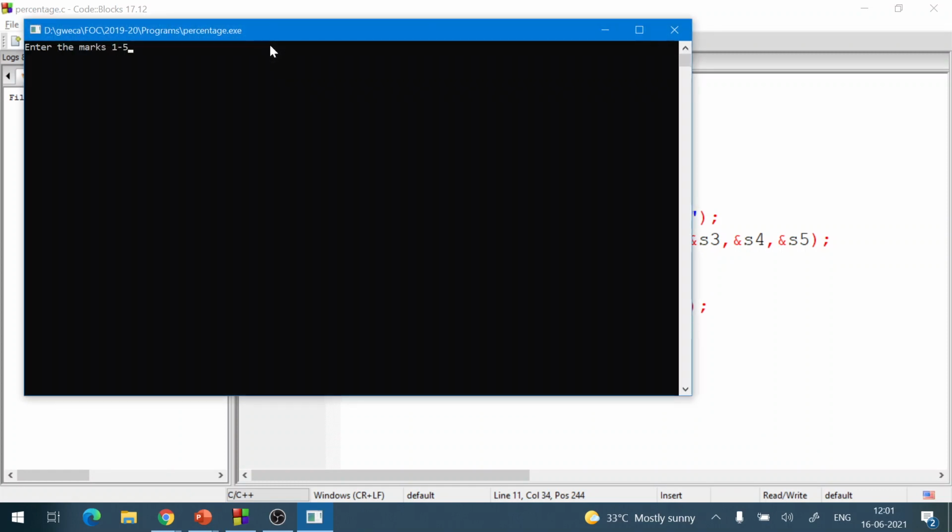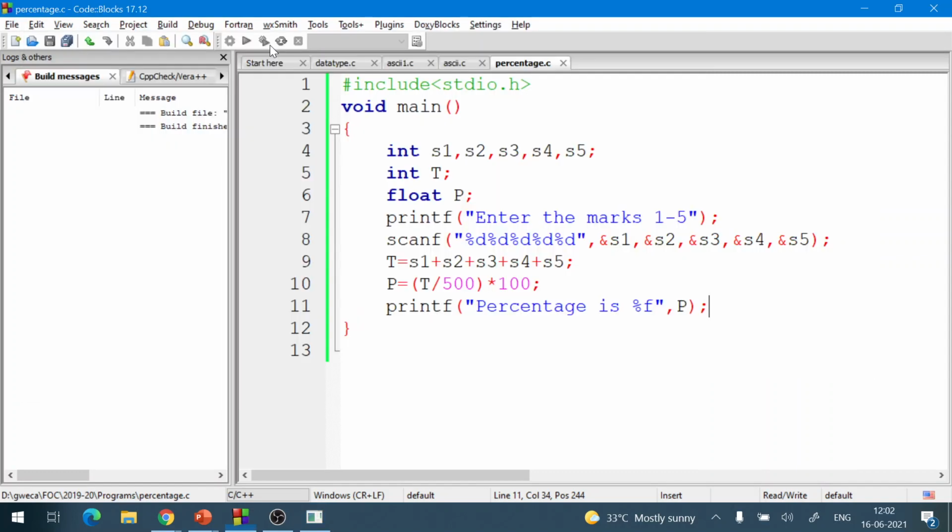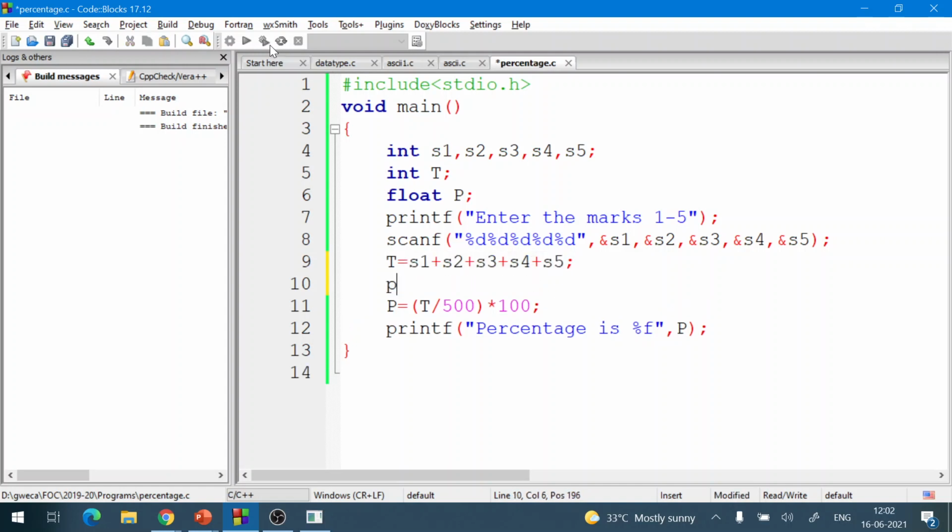Fine, so 45, 67, 78, 89, 90. The percentage is 0. So now there is a problem that you have to cover, because total is correct, I guess. You can also print total. If you want to make some checks, you can print total also. Let us see what the total is over here. Everything you can print on a new line, so you will get an idea that the total marks are right.